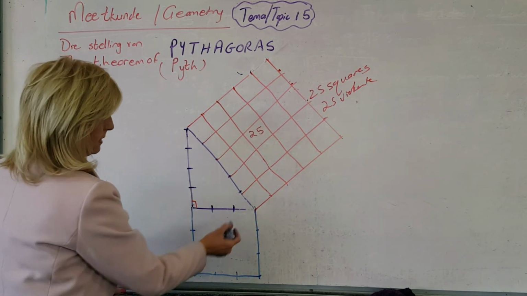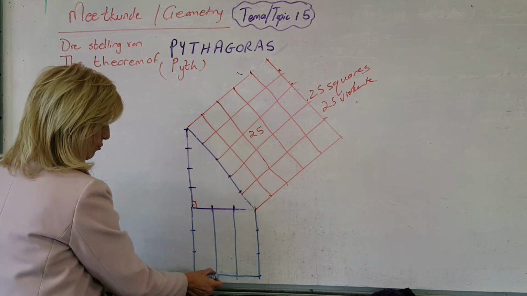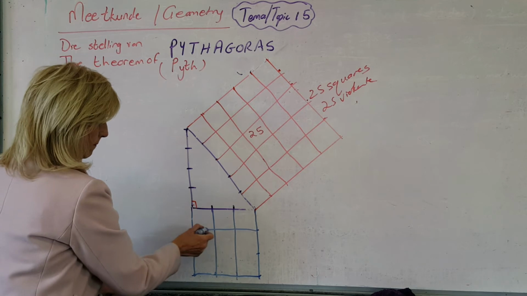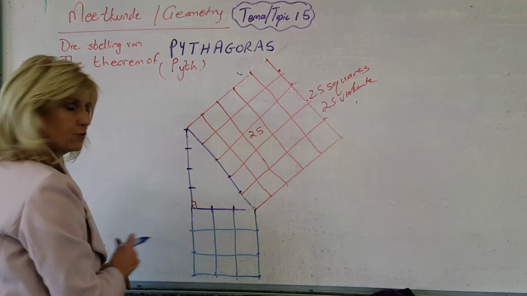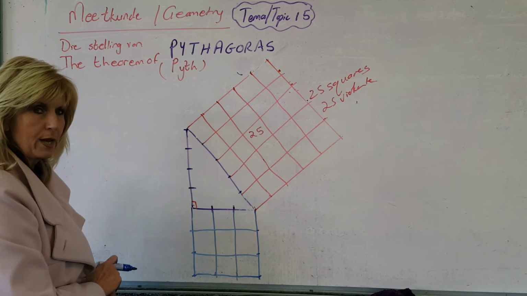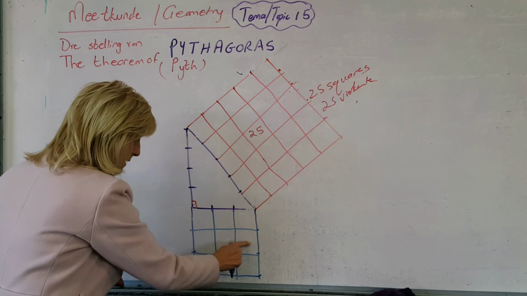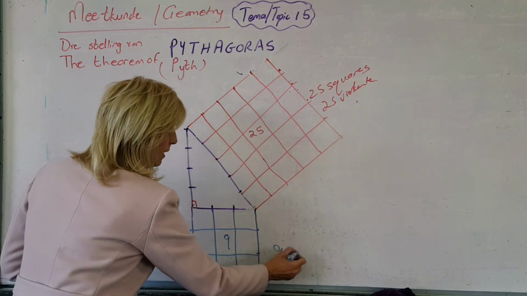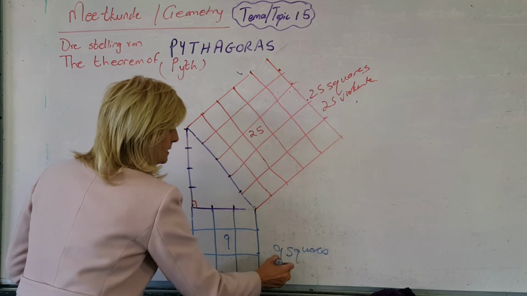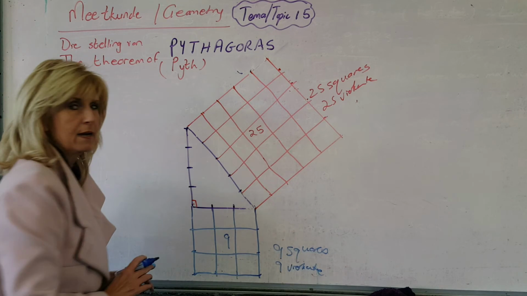After doing that, you join them with your ruler. With your ruler, you're joining them. And what do you see? How many little rectangles, squares are there? Hoeveel vierkantjies is hier so? 1, 2, 3, 4, 5, 6, 7, 8, 9. There are 9 squares. Daar is 9 vierkantjies. Vierkante.